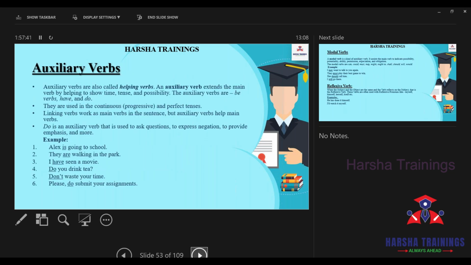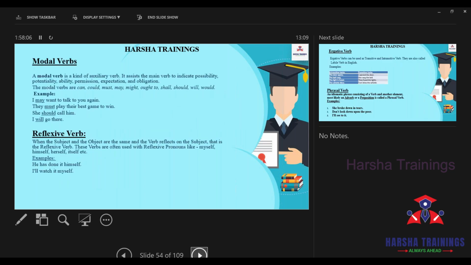Okay, auxiliary verbs are nothing but helping verbs, which I told you: is, are, have. All these are called helping verbs or auxiliary verbs. Both are the same. Okay, do, don't, even these, there is no specific action in the verb, but still they act as verbs. These are called helping verbs. Okay, coming to modal verbs.